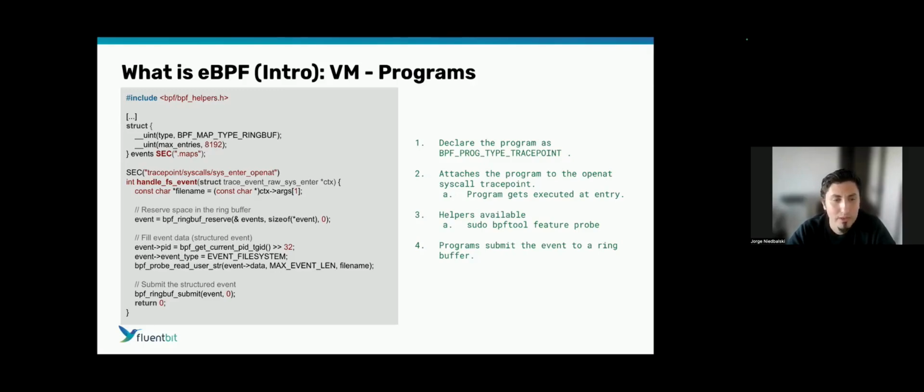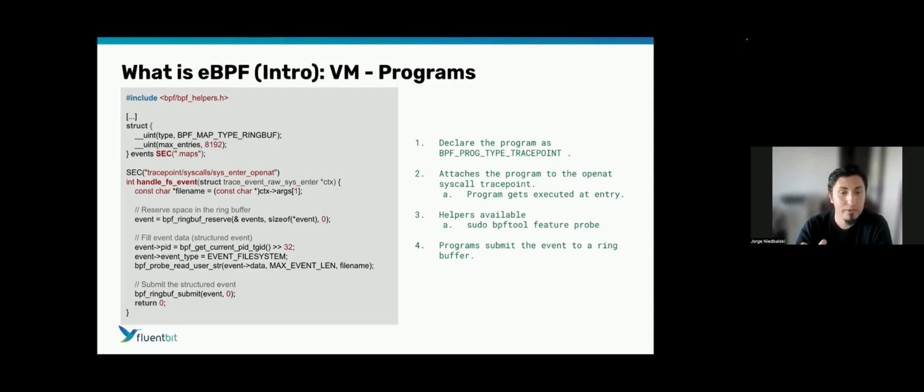In particular, in this program, I'm doing two important things. First of all, I'm declaring a ring buffer. I will get into the details of what a ring buffer is used for, but in this case, it's a data structure of a fixed size that I'm using for passing data to userland from my eBPF program. So in this case, I'm reserving some data that is the size of the event. Event is a type that I have defined somewhere.